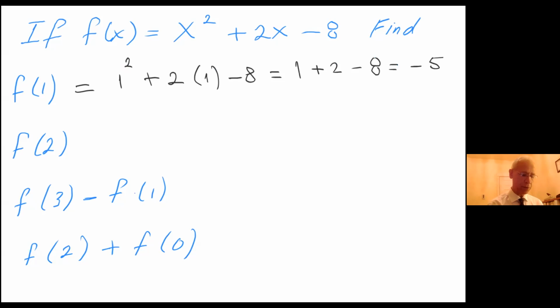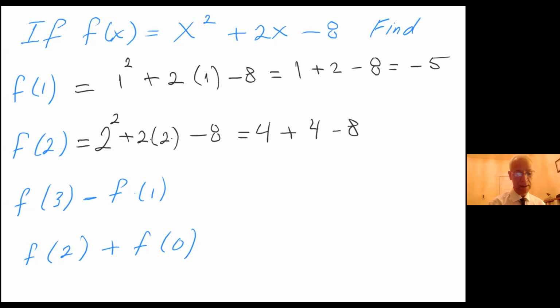How about f of 2? Okay, 2 squared plus 2 times 2 minus 8, and that equals 2 squared is 4, plus 2 times 2 is 4, and I have a minus 8, and that gives me 0.